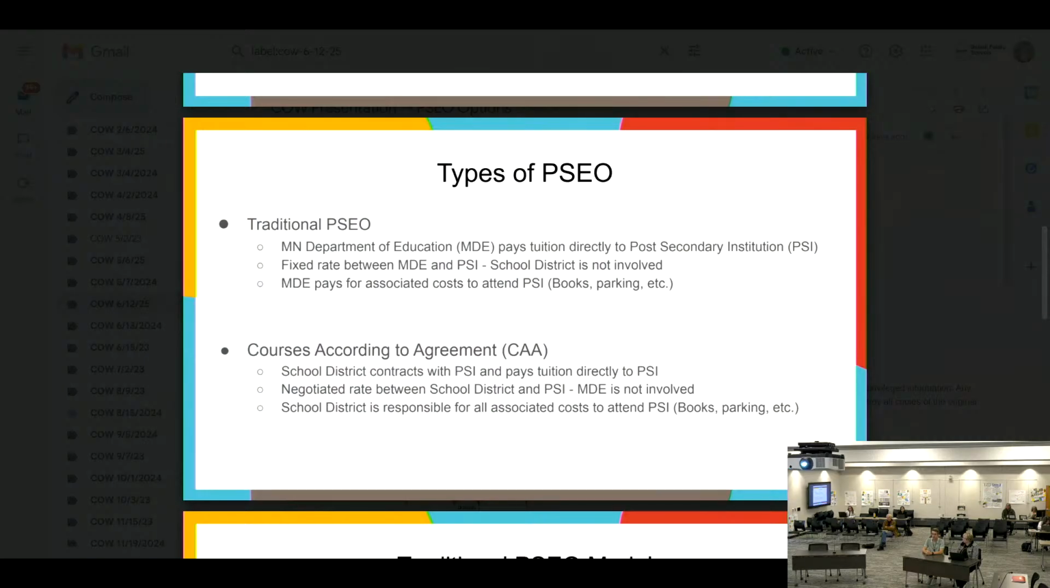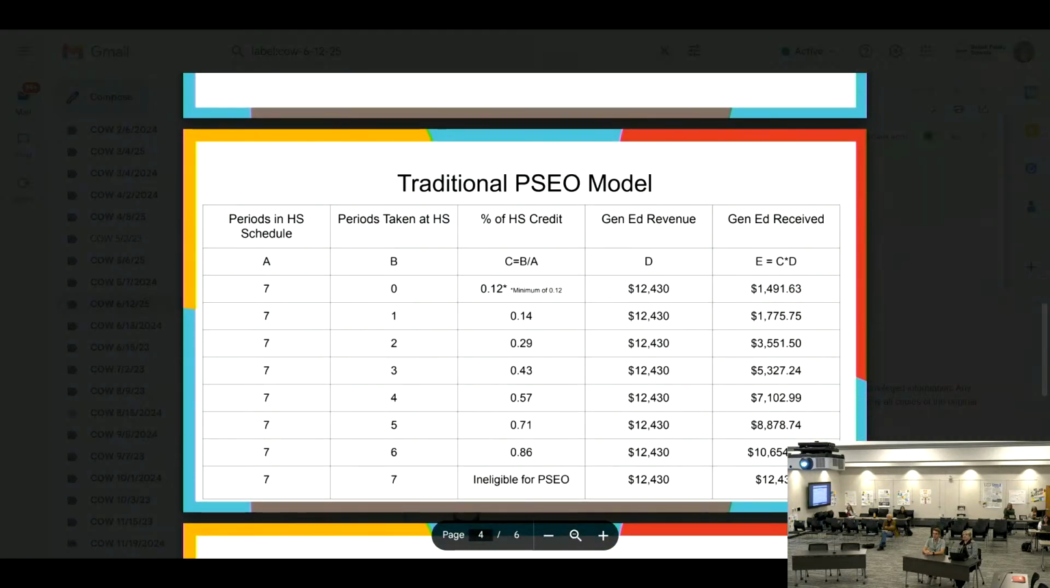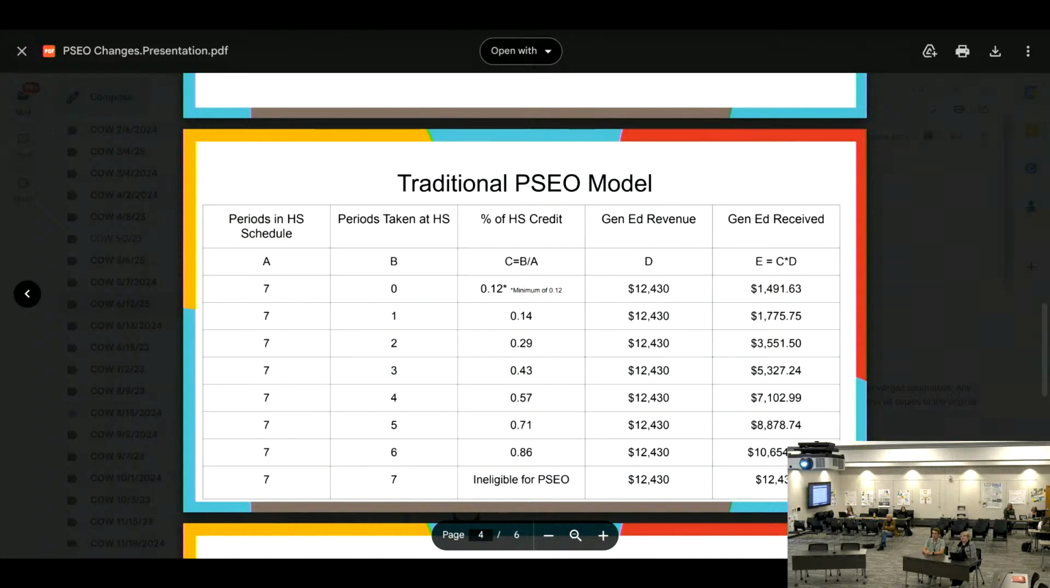Bill, do you have anything else you want to add right now? No. You're good? Okay. So we have a graph up here that Phil put together for us. This is the traditional PSEO model. He provided the periods in the high school schedule, periods taken at high school, the percentage of high school credit, the gen ed revenue, and gen ed received. He also provided the math: columns A, B, C equals B/A, D, E. If a student takes, for instance, 2 periods, the percentage of the credit is 0.29. I'm 4 rows down. The gen ed revenue would be $12,430, but we would end up getting $3,551.50. So let's keep going, and then we'll ask questions.